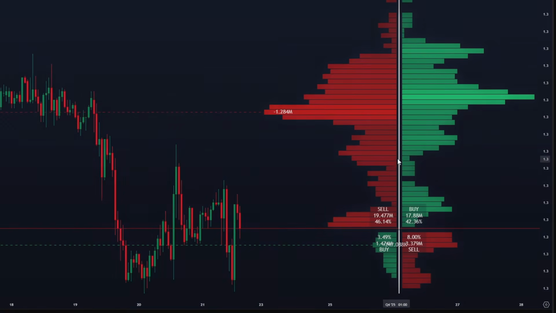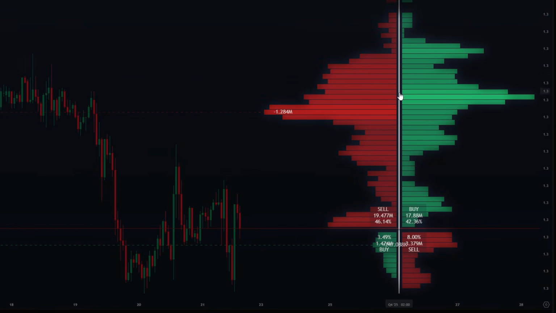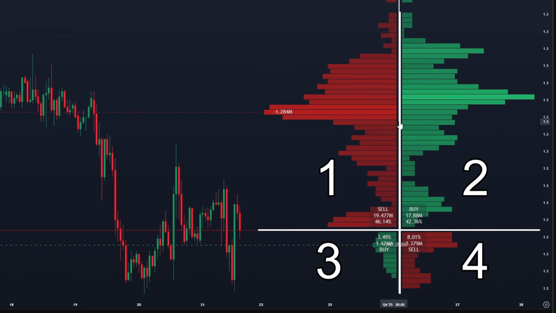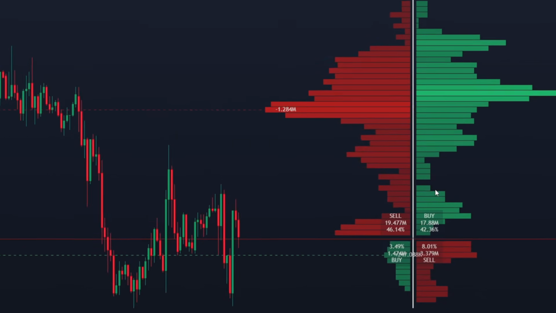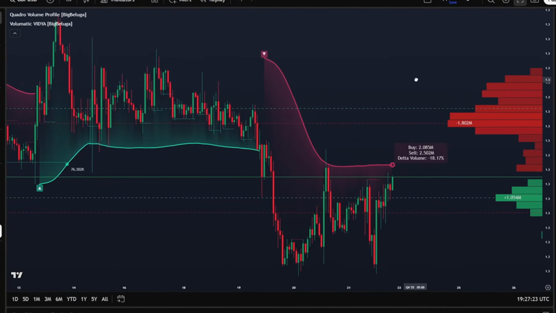In this video, I'll show you a volume profile indicator that doesn't just show big bars on the side, it breaks volume into 4 clean zones around current price and tells you exactly where buyers and sellers did the most work. Then we'll combine it with another indicator and turn it into a straightforward buy and sell strategy with clear examples.